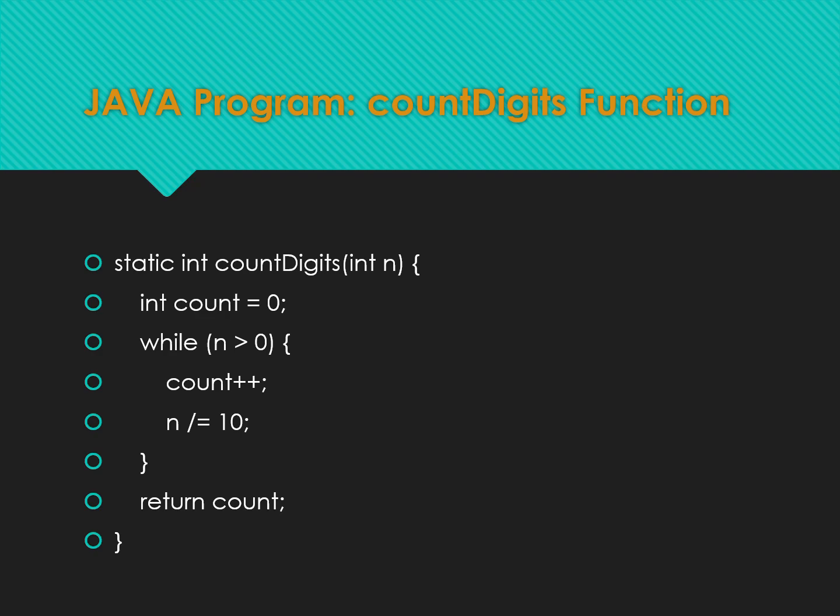This function is important because it lets us dynamically determine how many digits are in the number, no matter how long it is. That makes our program flexible and adaptable to any input. Using a separate function for digit counting also follows good programming practice, keeping logic modular, reusable, and easy to test.